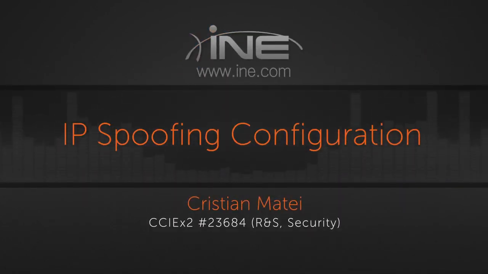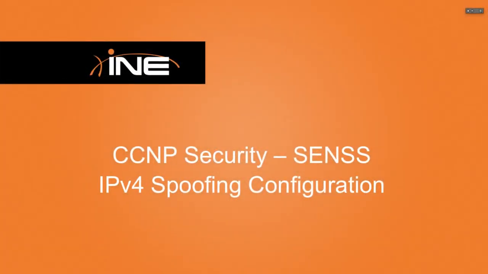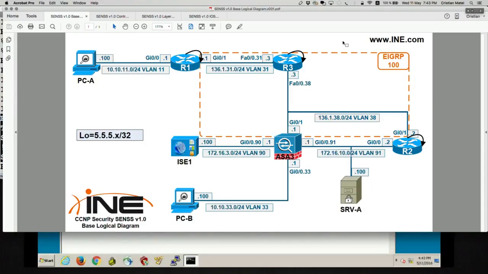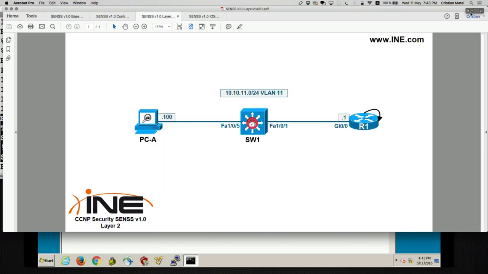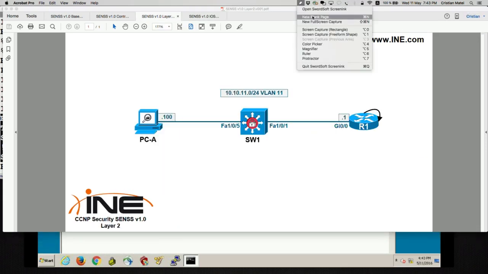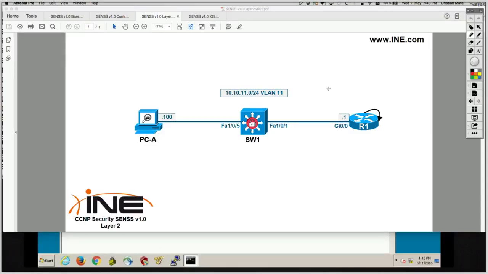So let's go to the actual configuration of the IPv4 spoofing set of tools: the PACL, IP source guard, and then your RPF. First, let's do that PACL in here on this diagram. So let's go on router 1.